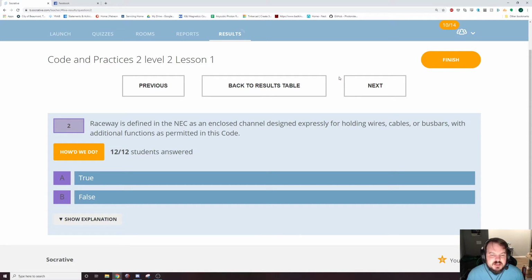Raceway is defined in the NEC as an enclosed channel designed expressly for holding wires, cables, or bus bars with additional functions as permitted in this code. And that's a definition. It's in Article 100. Pretty straightforward. No worries there.